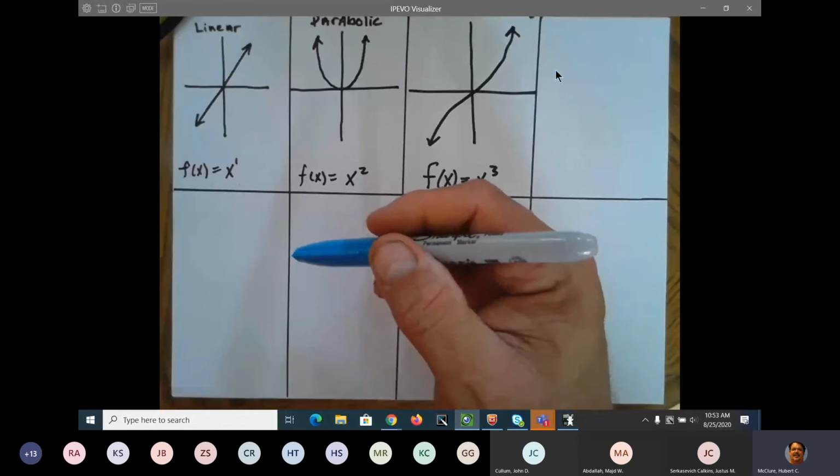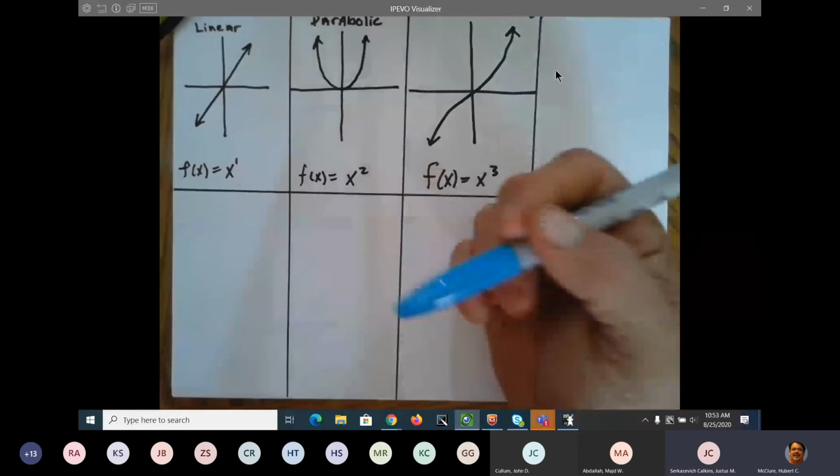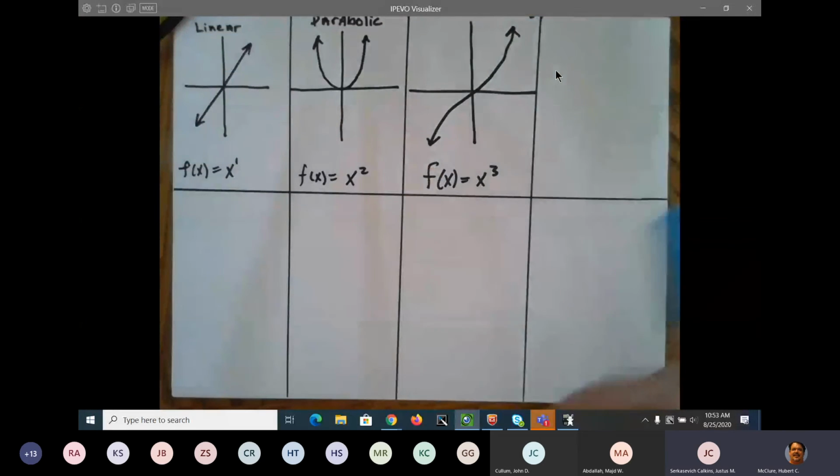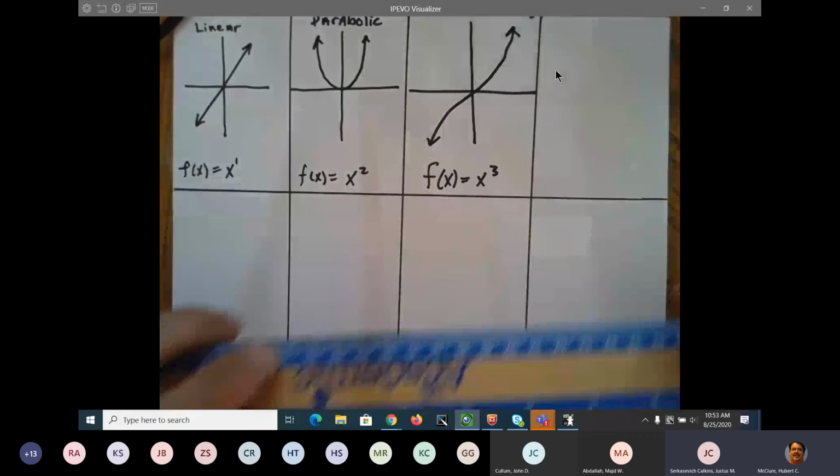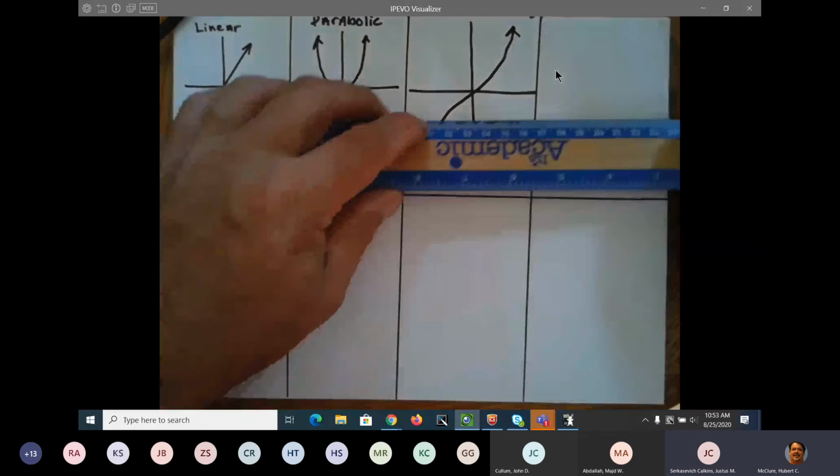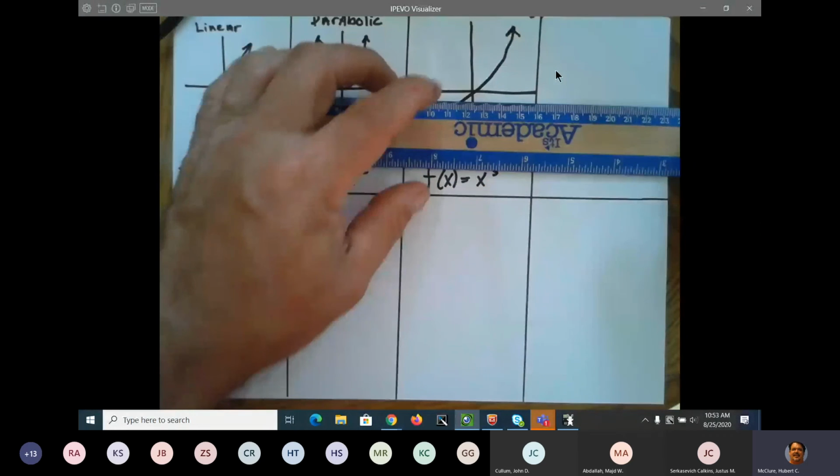Say again? What's the third one called? It doesn't show the top of the paper. I just said cubic function. I didn't write anything. It's just called a cubic function.